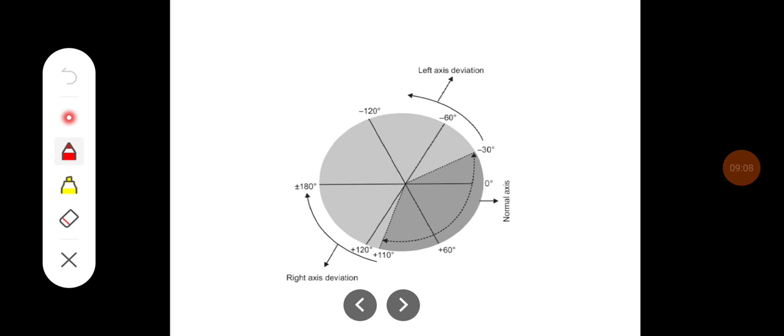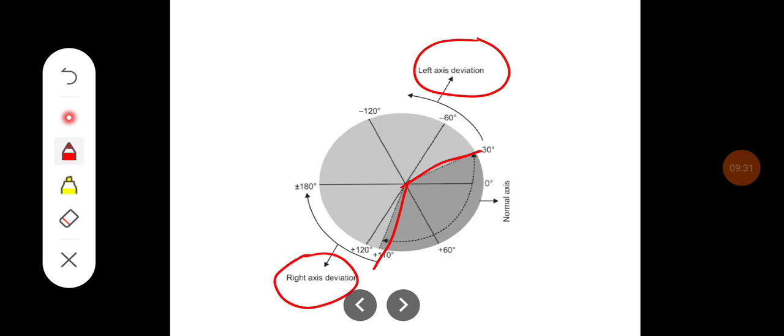Okay, so this is showing the normal vector. If it falls between minus 30 and plus 110, the mean axis is said to be normal. If it is beyond minus 30 it is called left axis deviation, and if it is beyond 110 degrees then it is called right axis deviation.